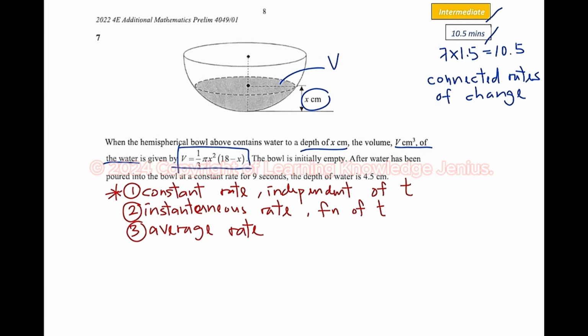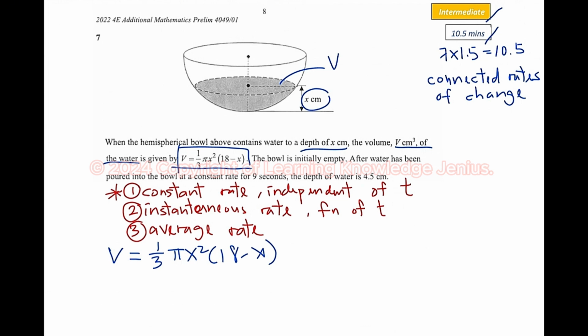Okay, pause here, and usually I would like to transform all the important information into my questions. Easier for me to visualize. So we have the water volume formula. Let me write down. So this is the information I obtained from the first sentence. Next, let me continue with the second sentence.